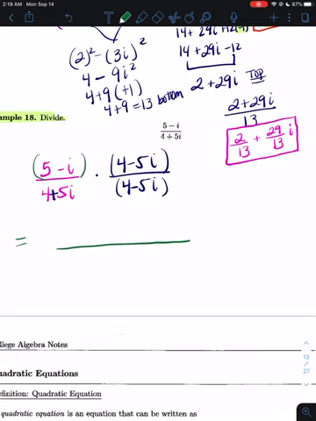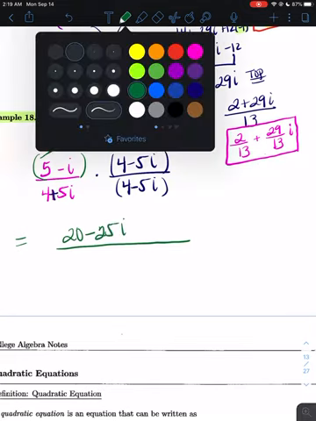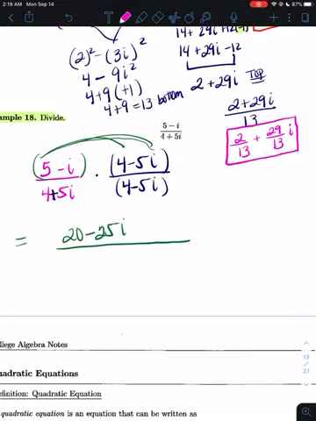I need to multiply everything over here by 5 the first time. So 5 times 4 is 20. 5 times negative 5i is negative 25i. Then I come back and multiply everything over here by a negative i. So this is a negative i times a positive 4. So when you put that together, you get negative 4i. Negative i times a negative 5i is a positive 5i squared.